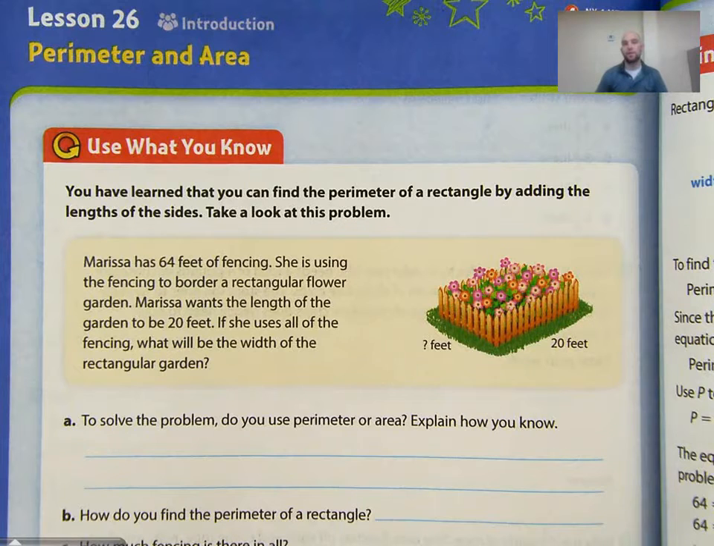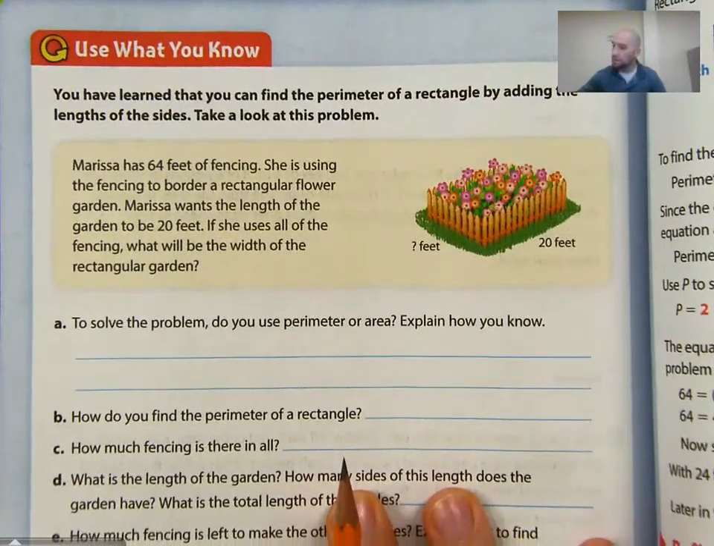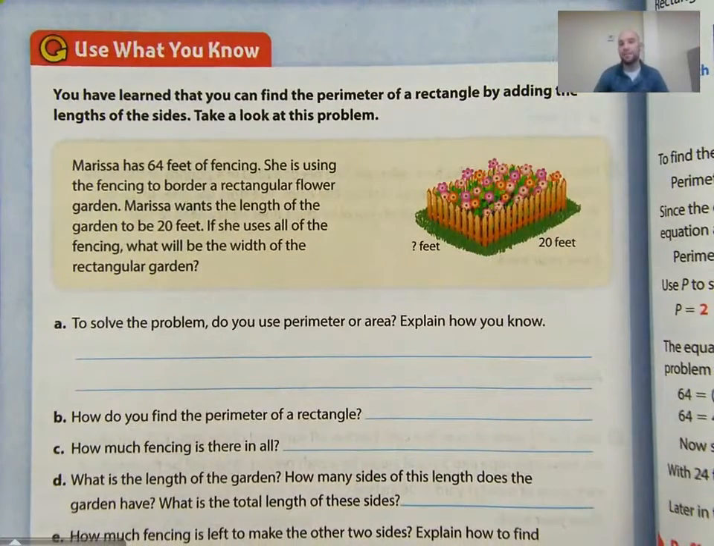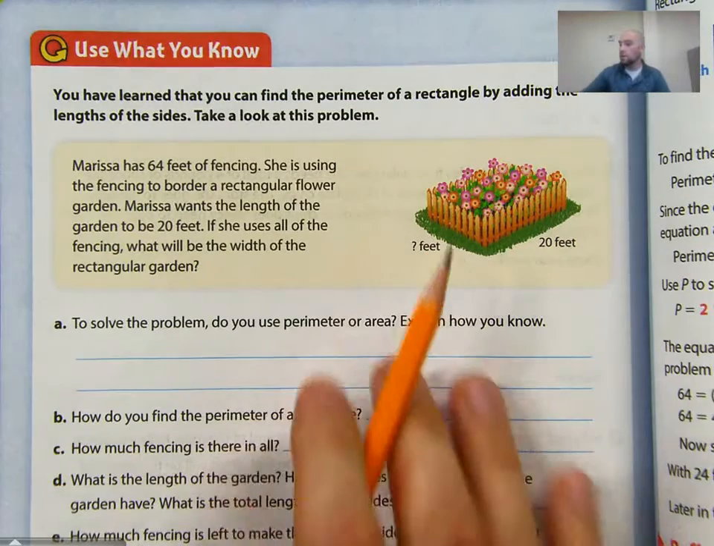Today, we're going to be doing Ready Lesson 26 for fourth grade on perimeter and area. So, we're going to look a little bit at perimeter at first here. It says, you have learned that you can find the perimeter of a rectangle by adding the lengths of the sides. Take a look at this problem below here.